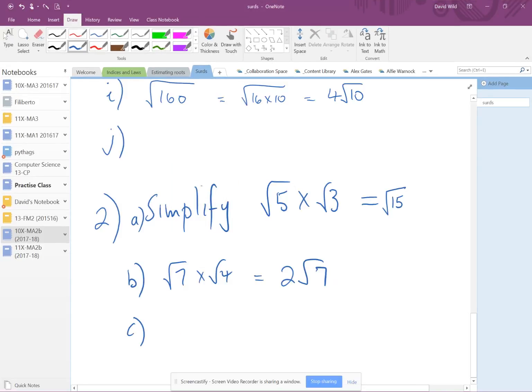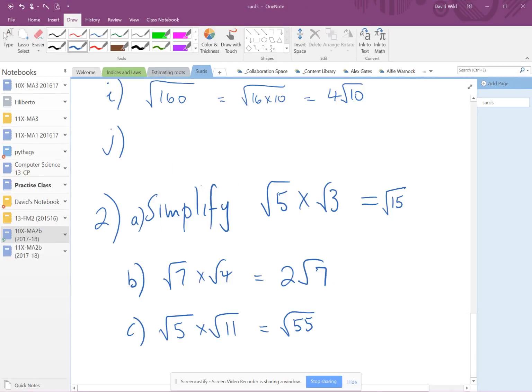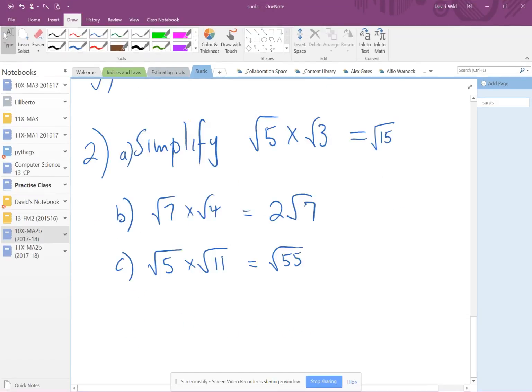Okay, right. Root 5, root 11. Root 55. Which sounds like some sort of long car journey in the States, doesn't it? It's a famous journey, isn't it, Route 55? No, Route 66. Oh yeah, Route 66. Yeah, that's right.